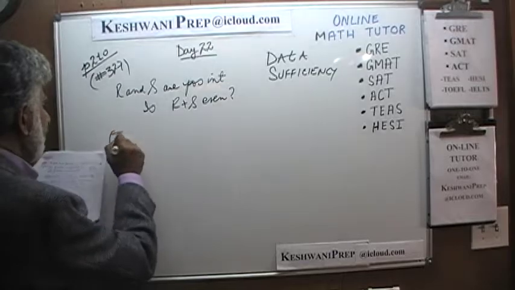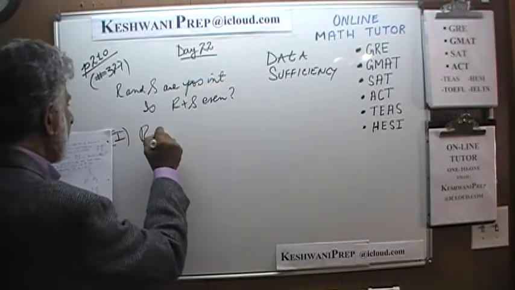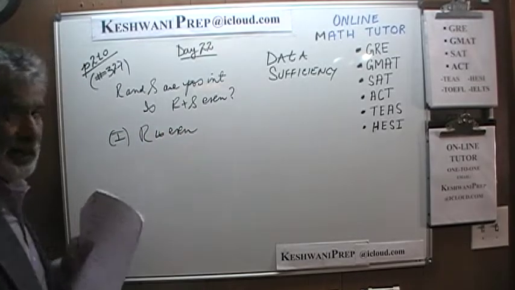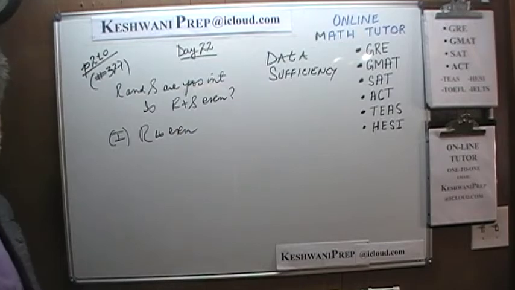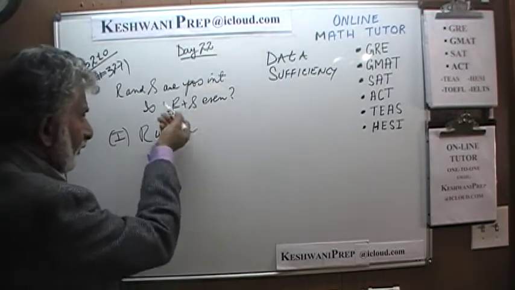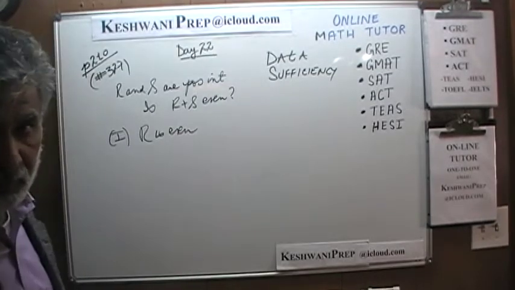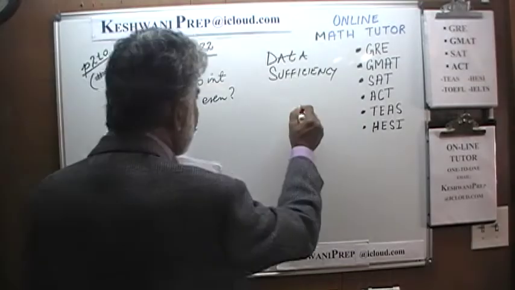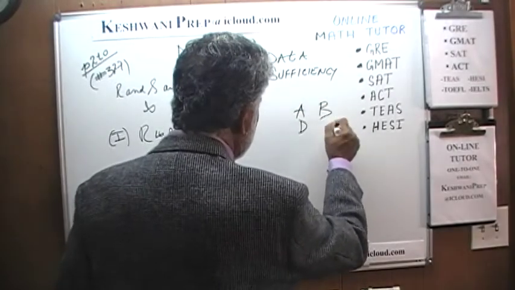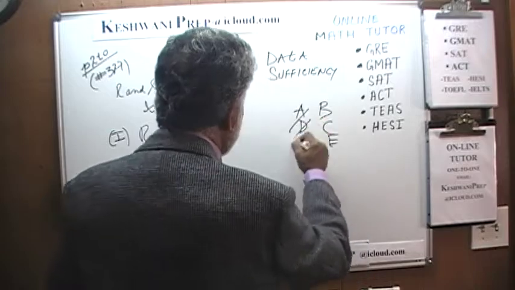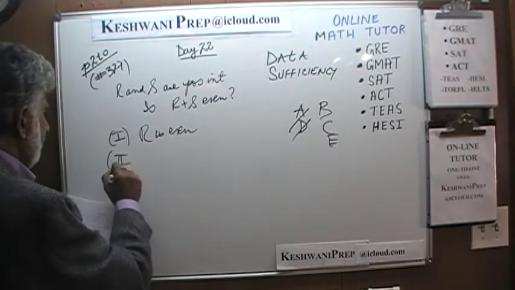The first statement tells us that R is even. Knowing that R is even does not tell us what R plus S is going to be. If S is even, then of course the sum is even. If S is odd, the sum is not even, obviously. The first statement by itself does not do the job. A, D, B, C, E. The answer cannot be A or D.